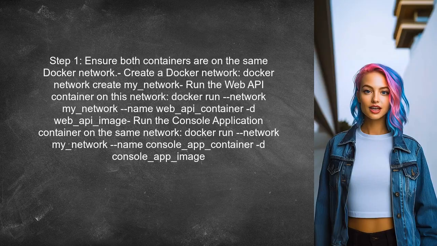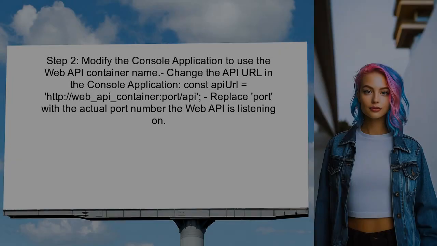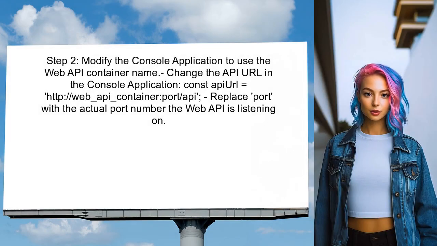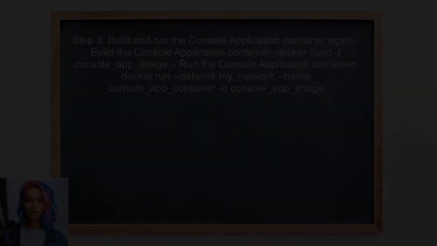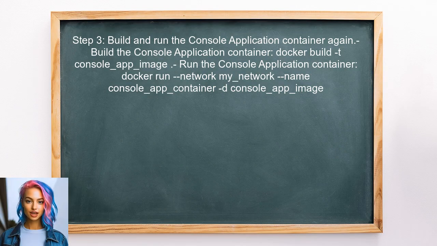To enable the Dockerized console application to call the Dockerized web API, the user should first ensure that both containers are on the same Docker network. This allows them to communicate with each other using container names as host names. Next, the user should modify the console application to use the container name of the web API as the base URL. This is crucial because the console application will need to reference the web API by its container name instead of localhost. After updating the API URL, the user should build and run the console application container again.